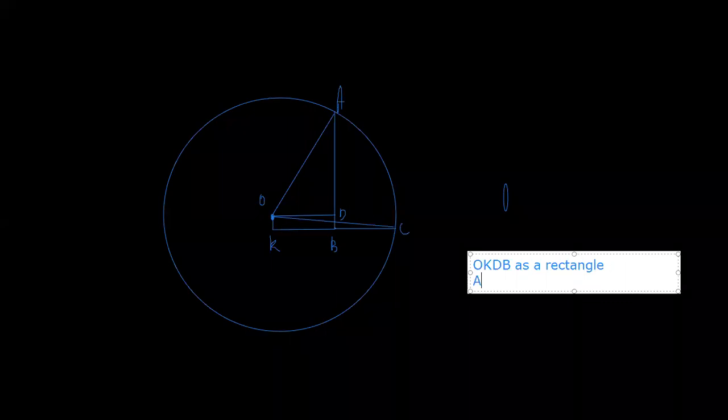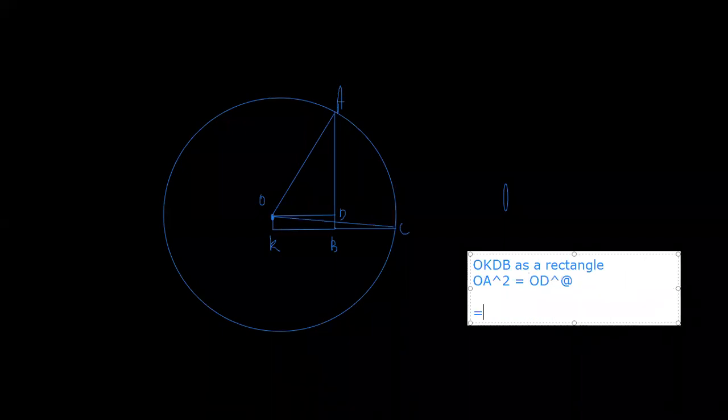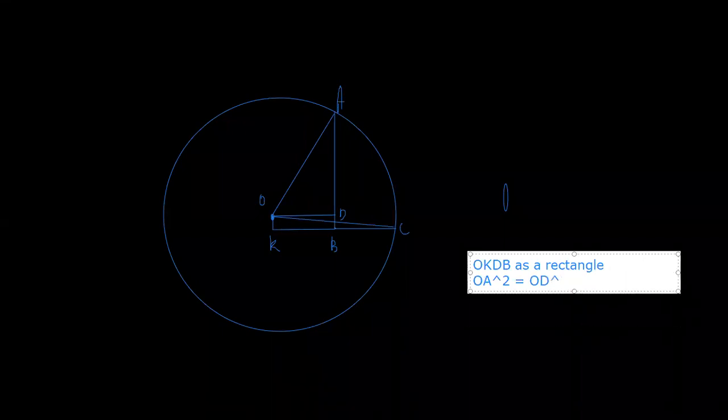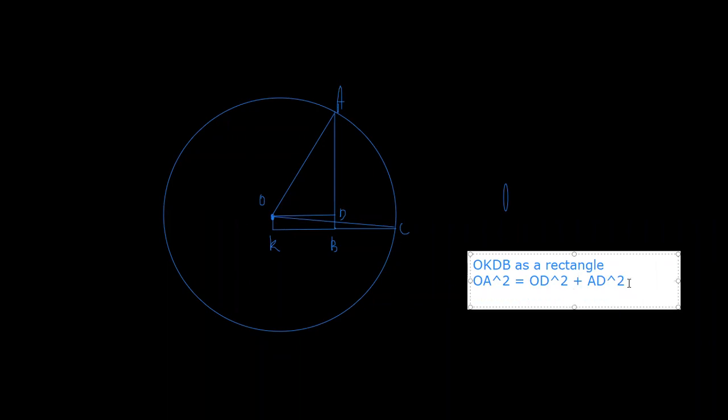So here you can observe that the radius OA squared equal to OD square plus AD square. Yes, and now I will not explain this part, because this is simple Pythagoras theorem. I don't think anyone needs explanation for this part.